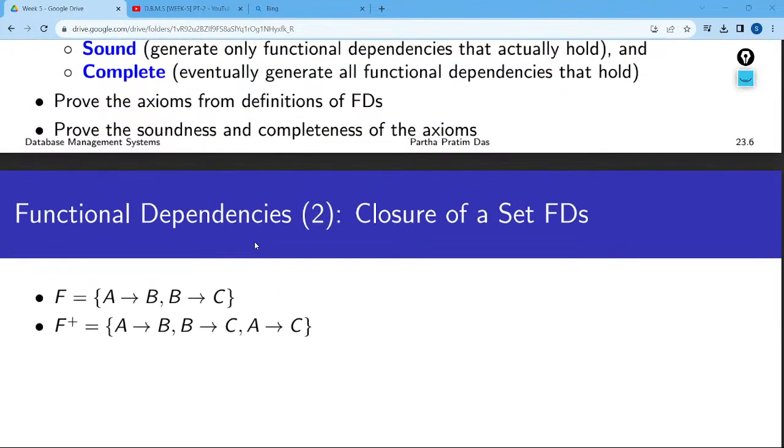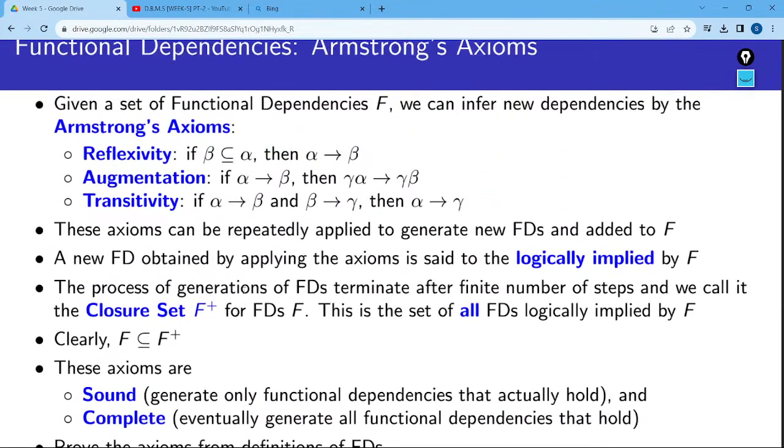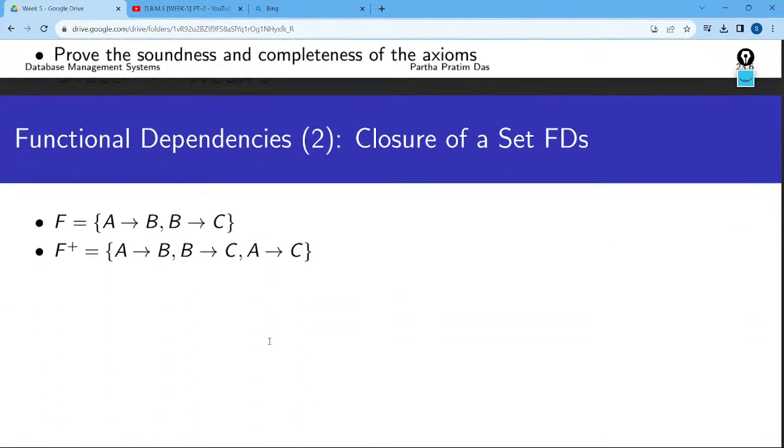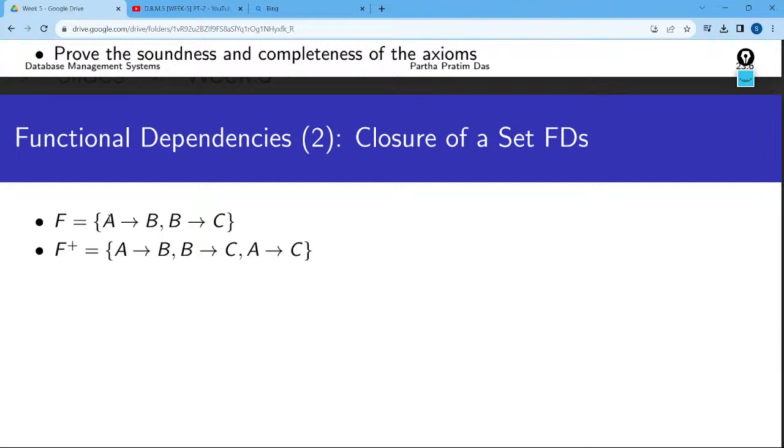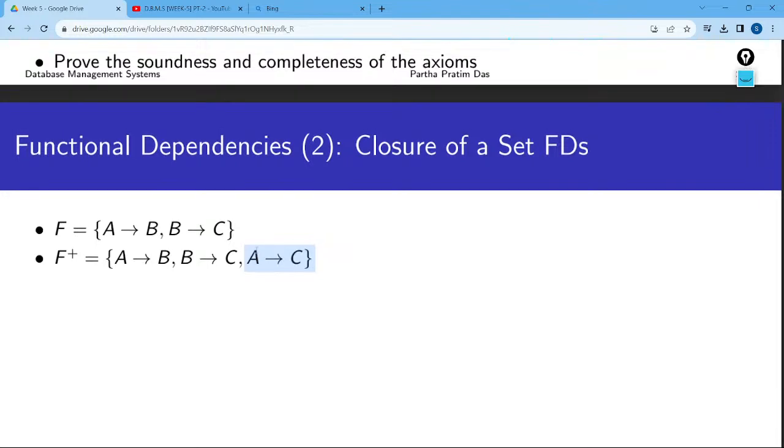So let me do this. Basically, the question would be that you need to use Armstrong's axioms to find all the possible functional dependencies that will hold, right? So you are given a set f having the following functional dependencies. Now once you go to the transitivity axiom in Armstrong's axioms, you would find that since A belongs to B and B belongs to C, then A must also belong to C, right? So you add A belongs to C to the closure set.